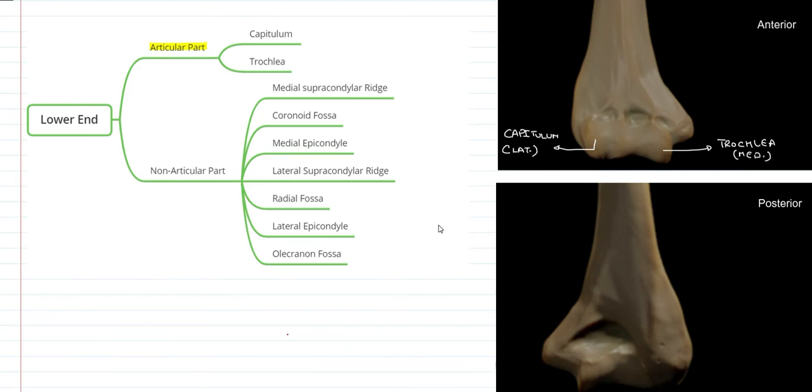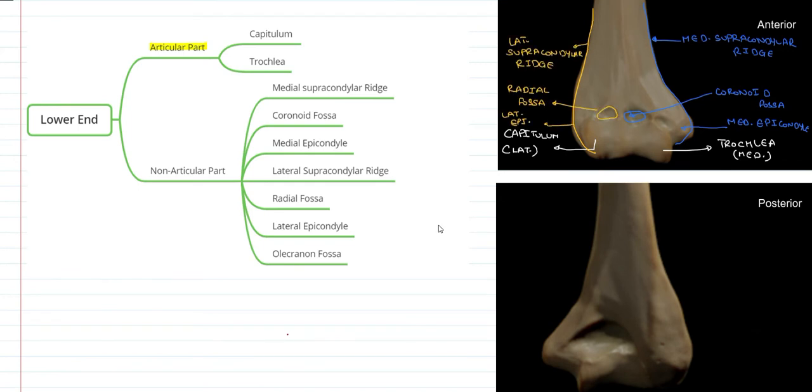Apart from it, we have the non-articular regions that are the medial supracondylar ridge, the coronoid fossa, and the medial epicondyle. Laterally, we have the lateral supracondylar ridge, the radial fossa, and the lateral epicondyle. On the posterior surface of the humerus, we have the presence of the olecranon fossa, which articulates with the olecranon process of the ulna. Posteriorly, we can take a look at the medial epicondyle and the lateral epicondyle.